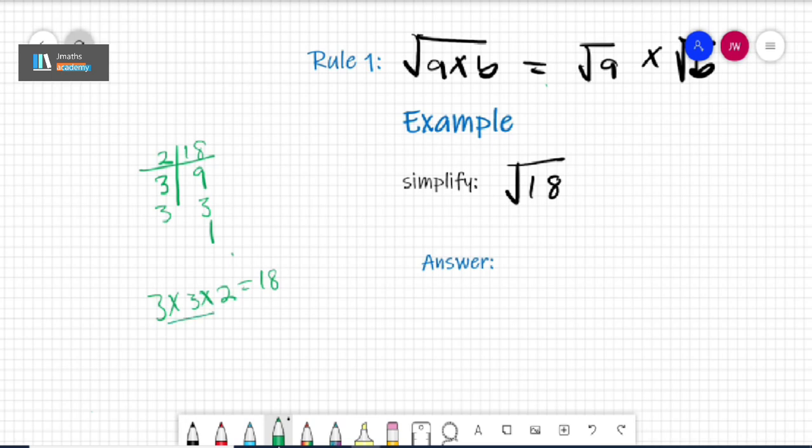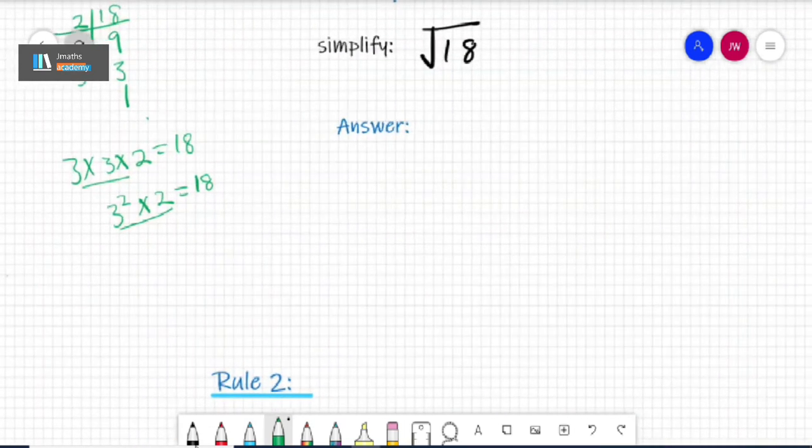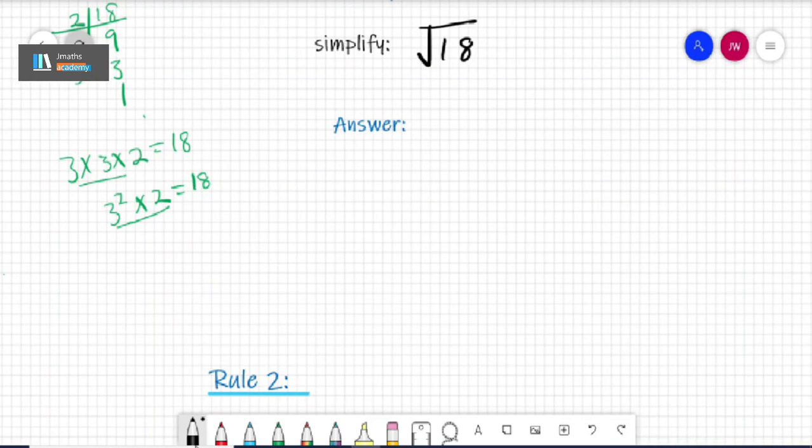And I can simplify this further in indices form as 3 raised to the power of 2 multiplied by 2. And this will also give me what? 18. So what I'll do here is just to substitute 3 raised to the power of 2 multiplied by 2 into my question. Okay, so to solve this question, first I will write down my question again, and according to our factorization, 18 can be broken down to 3 raised to the power of 2 multiplied by 2.